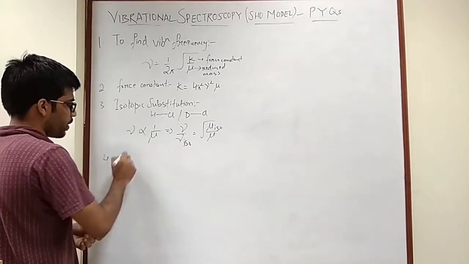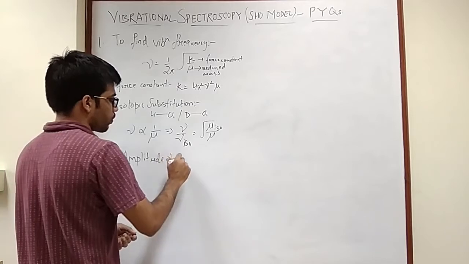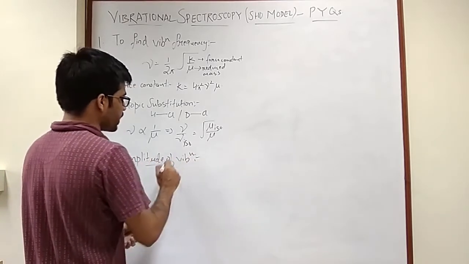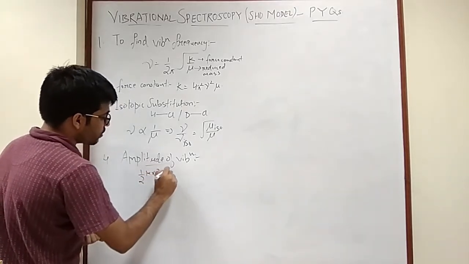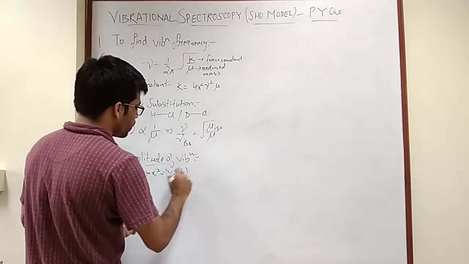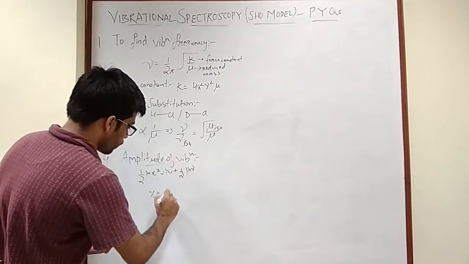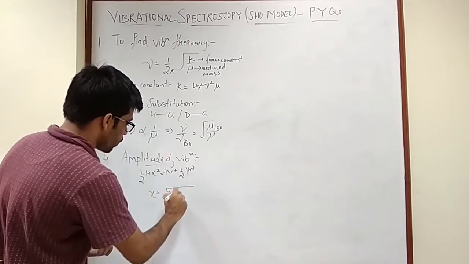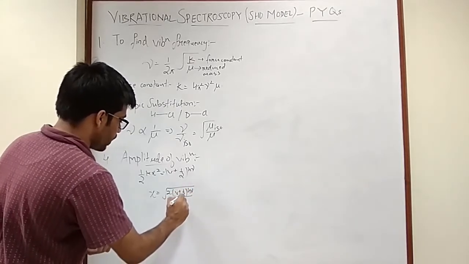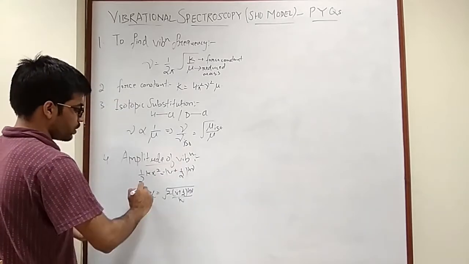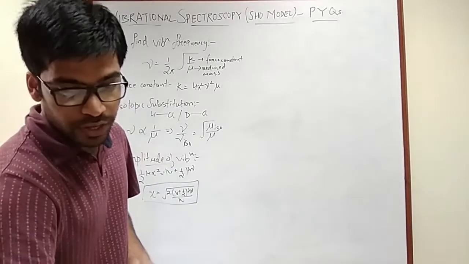And lastly, we can find the amplitude of vibration, how much it is getting displaced from its equilibrium position. That can be done using half k x square is equal to v plus half h nu, where x is the amplitude. So from here, what you will get is x equals under root 2 times v plus half h nu by k. So using this, you can find the amplitude. Okay, so now let's start with the questions that we have.